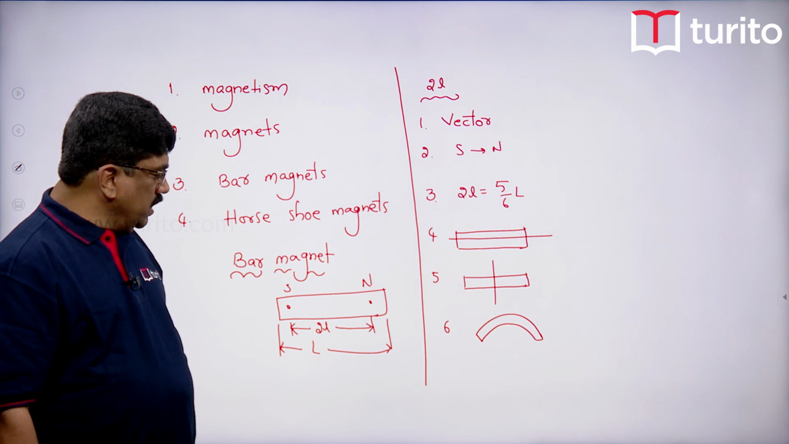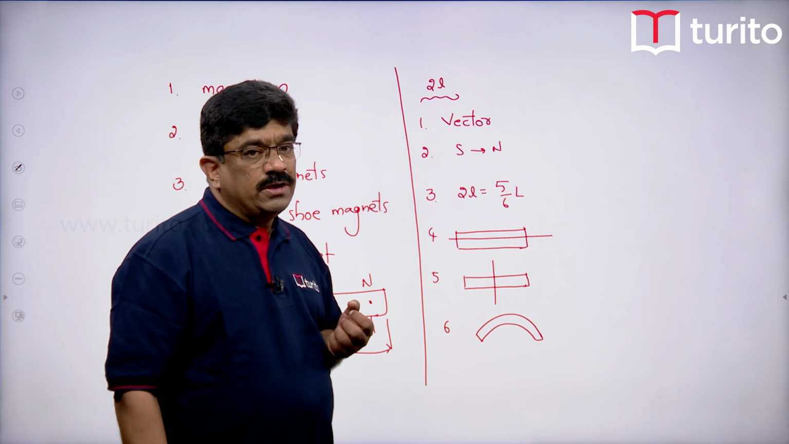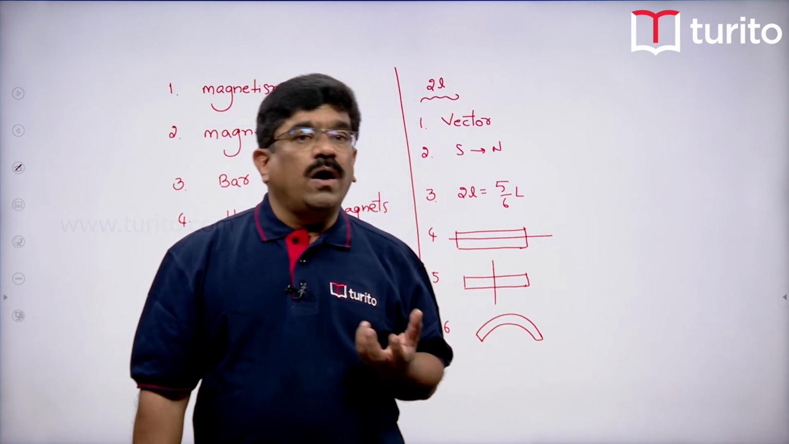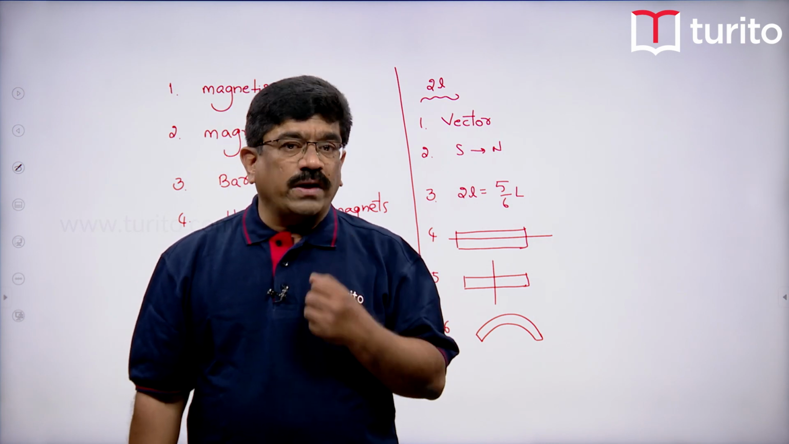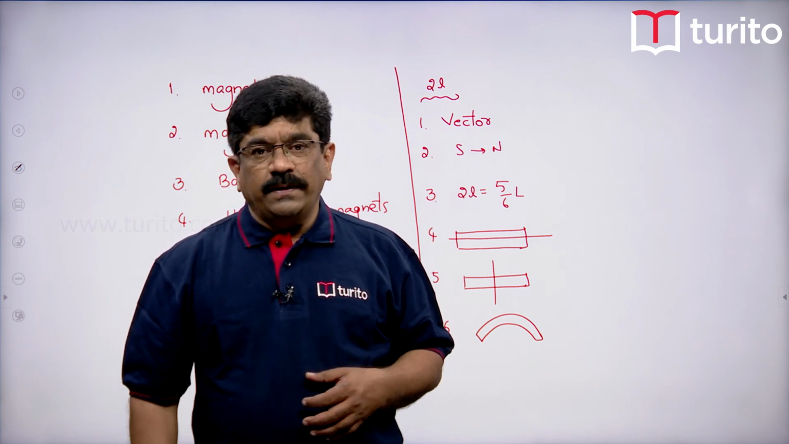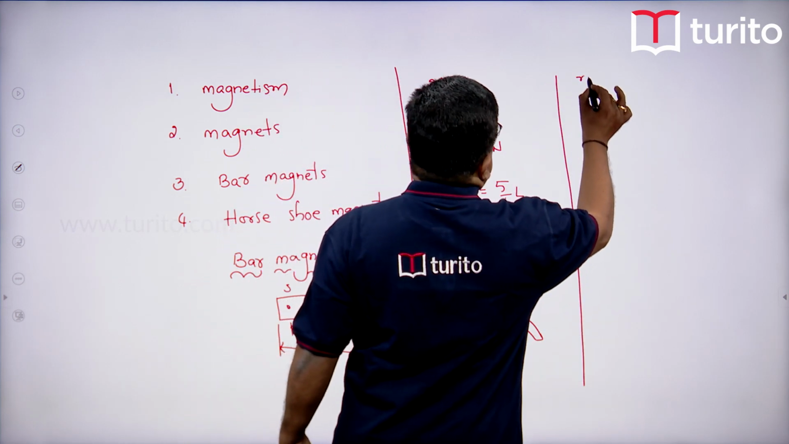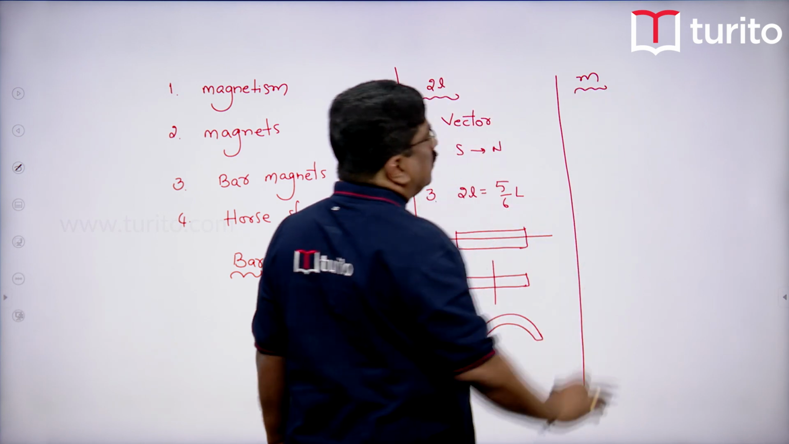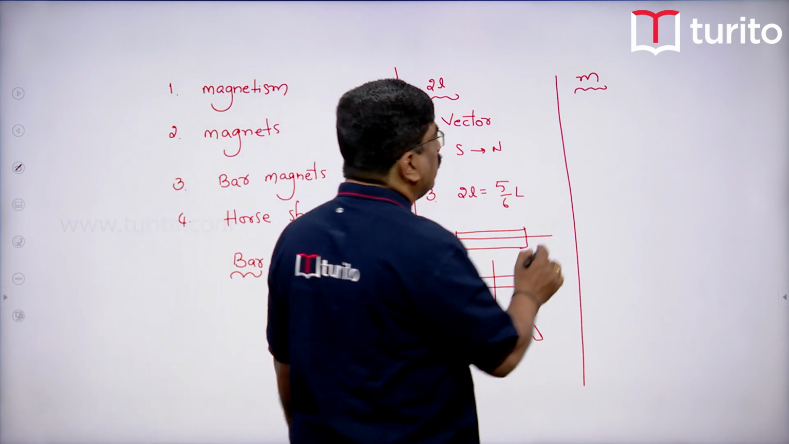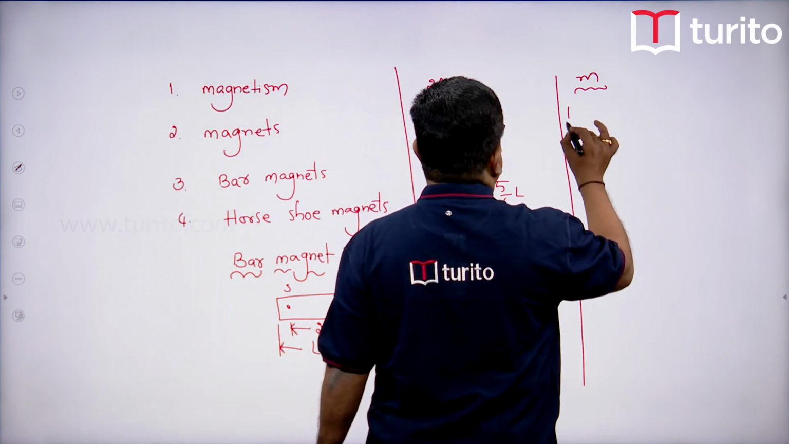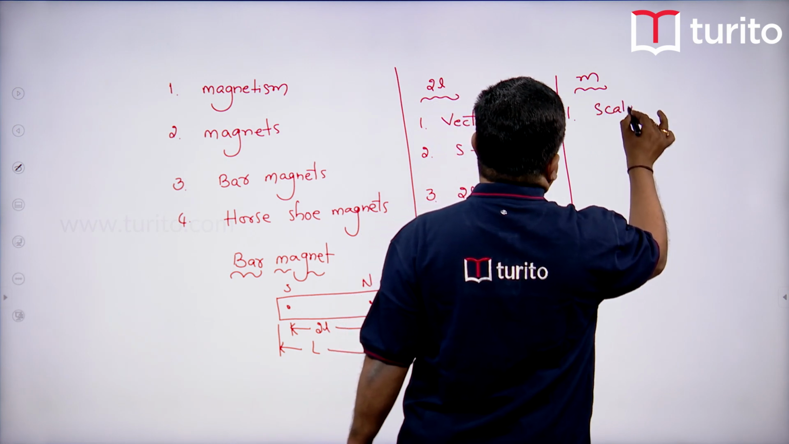Just now we came to know that every magnet possesses its magnetic property at the ends called magnetic poles, and the strength possessed by each one we can call the pole strength. Pole strength is represented by the symbol small m. Regarding the pole strength, what are the important points we have to notice? Number one, pole strength is a scalar quantity.